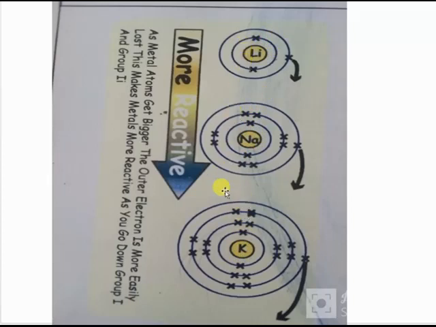So down the group, as you can see, the atomic radius, the distance from here to the outermost energy level, increases from lithium down to potassium. Now, the atomic radius increases because the number of energy levels is increasing down the group. So look at the distance from the nucleus to the outermost energy level. The distance increases down the group. So the atomic radius increases down the group because the number of energy levels increases down the group.